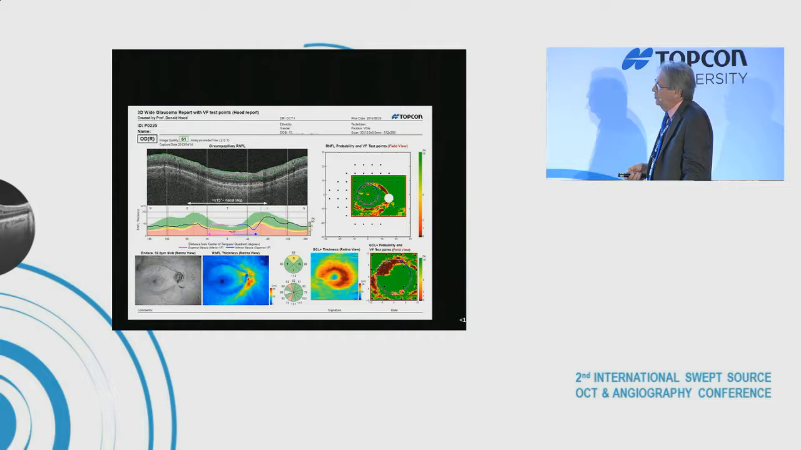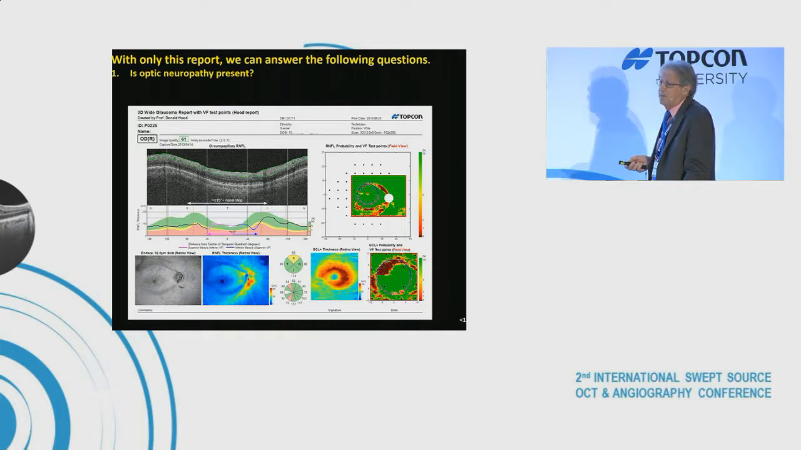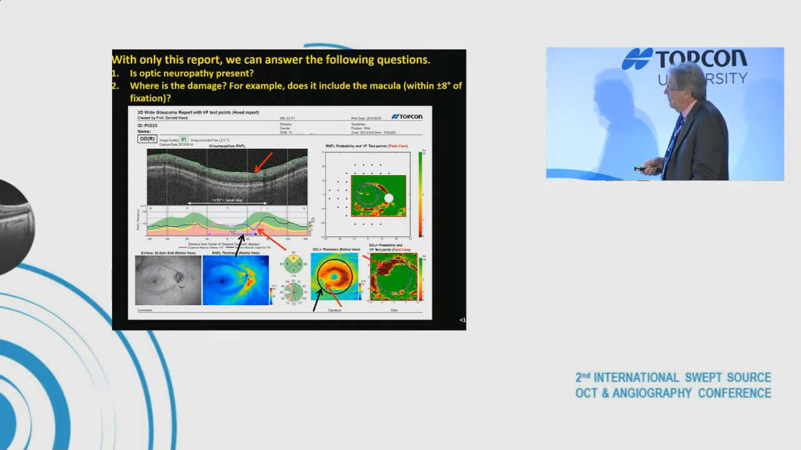0.1%, within normal limits. All right, with only this report, we can answer the following questions. Is optic neuropathy present? And where is the damage? Does it include the macula, for example? So in this case here, here's your macula. This is dipping down here. That you've got damage close to fixation, which may or may not appear on your 24-2. There it is. You can see it there. It's in the macula. There it is here with this missing, right there. There it is on the probability map in field view.